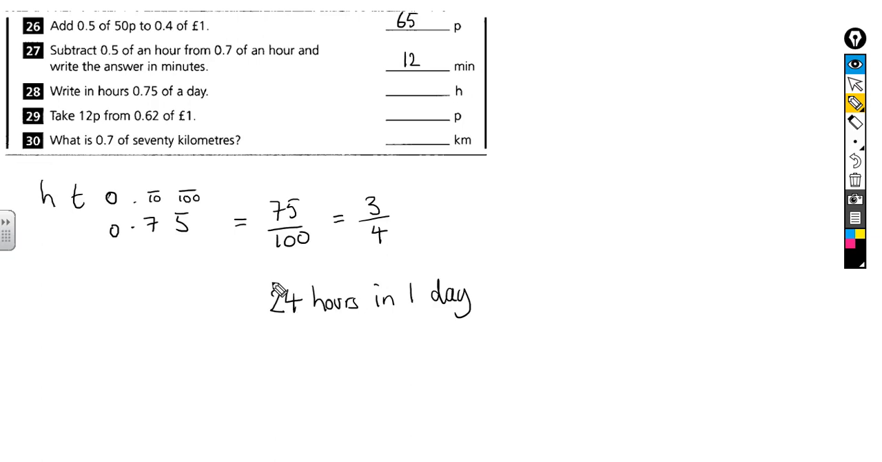The easiest way to do that is to think, what's 1/4 of 24? If I divide 24 by 4, I get 6. So 1/4 of 24 equals 6. I want 3/4, so if I multiply the 6 by 3, I will get 18, which is then 3/4 of 24. So my final answer is 18 hours. And they've written the H here already.